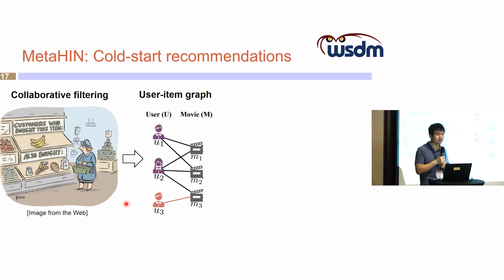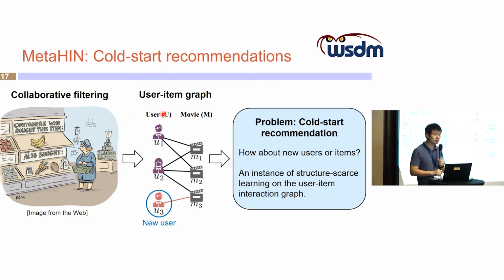So these two works are about how to refine tail nodes, right? One application of this is in cold start recommendation, right? In traditional recommendation, for collaborative filtering, we are looking at the user-item interaction graph, right? We have users and items. But in cold start recommendation, we focus on the new users and new items. So basically, the new user here has very few connections, right? So it's also an instance of structure-scarce learning. It's actually a tail node.